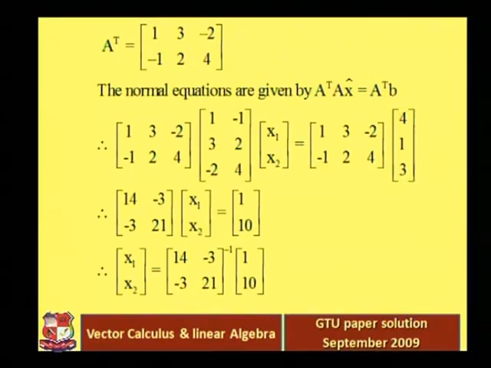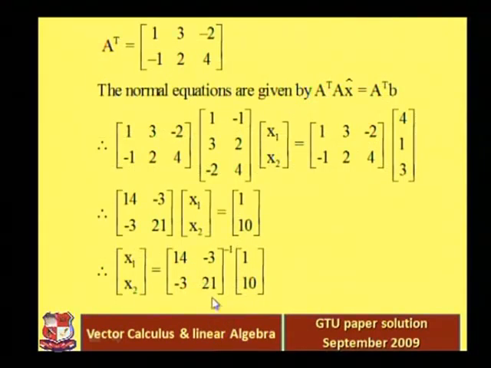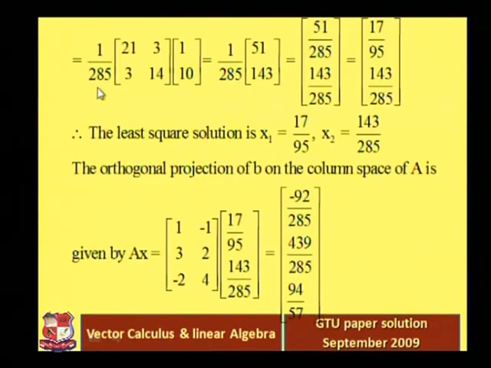So the inverse of this matrix, right? Again the 2 cross 2 matrix, and we have to find the inverse of that matrix. It's quite simple, we just have to interchange the main principal diagonal elements 21 and 14, and change the sign of the other diagonal, that is minus 3 becomes 3. So 21 14 3 3, and then divided by its determinant. What is its determinant? 14 into 21 minus 9, so that is 285.